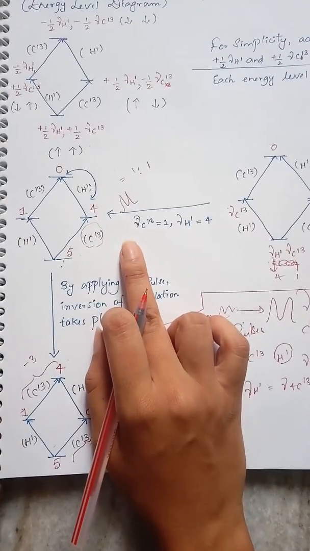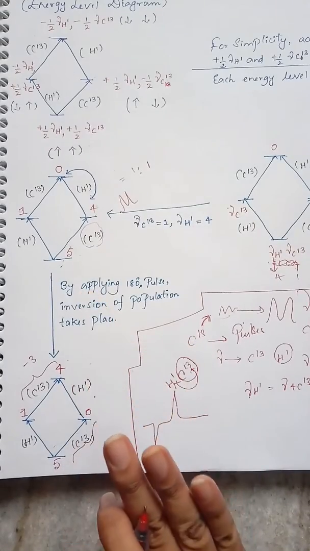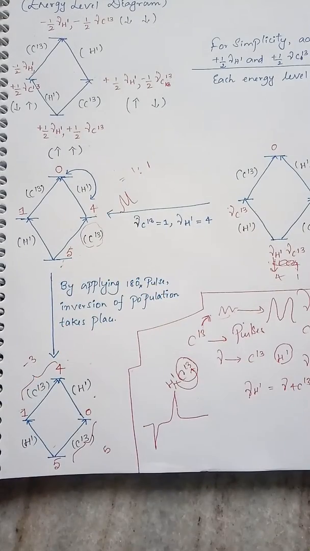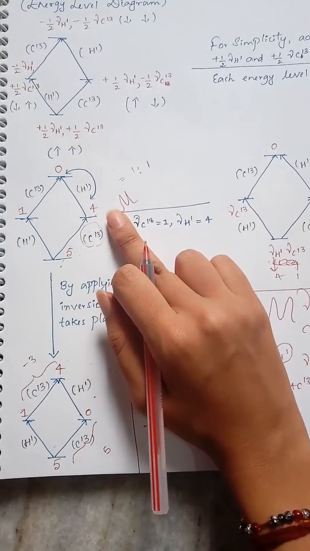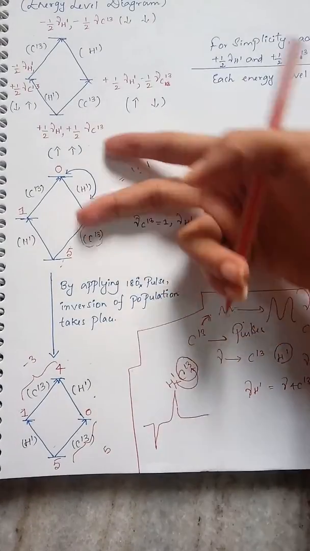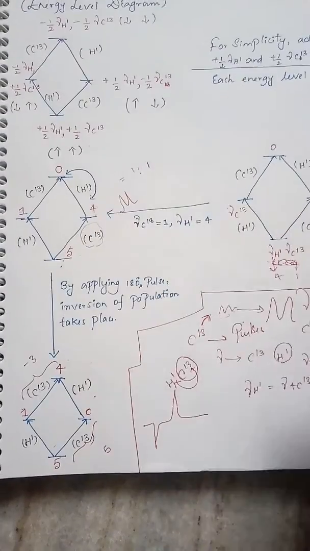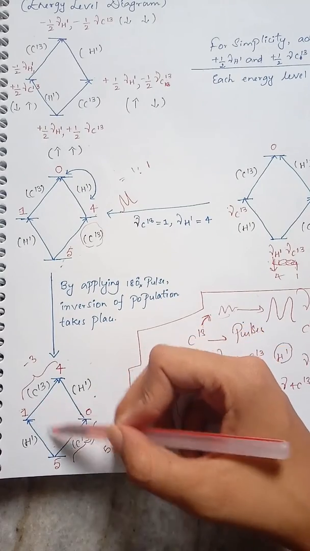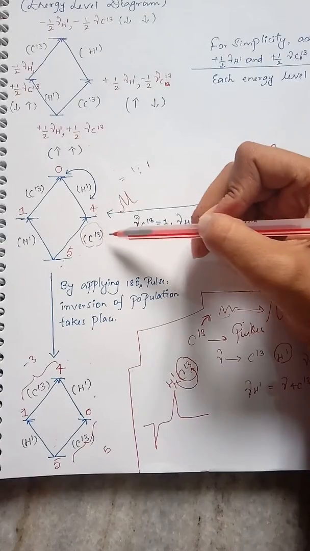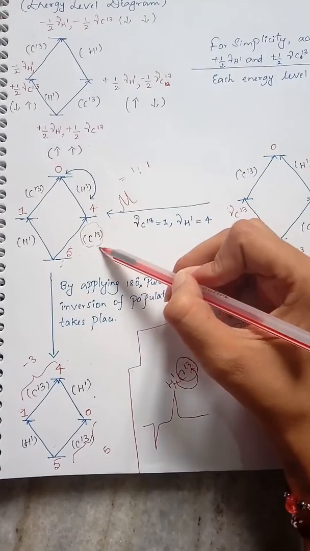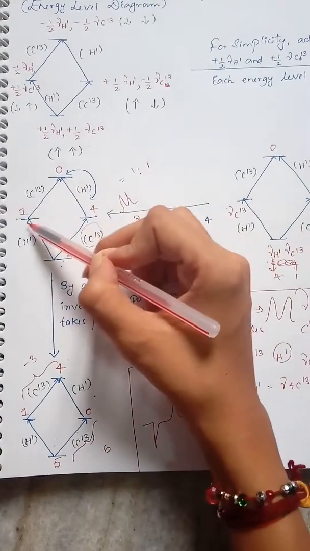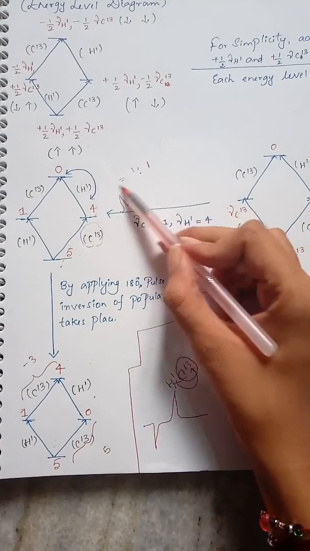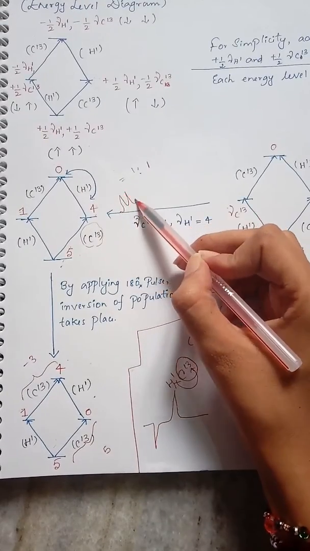Now you have to apply a 180-degree pulse. Here is the requirement: why do you apply pulses in C13 NMR spectroscopy? If you apply a pulse, the inversion of the population takes place. So the 4 will come out here and 0 will be here only, and this will be as such. Now you can see that the difference for the C13 here, 5 minus 4 is 1 and 1 minus 0 is 1. So 1:1 is the intensity ratio here.